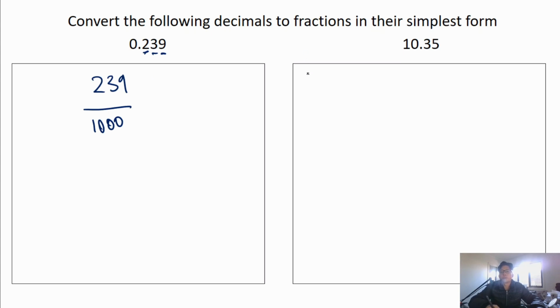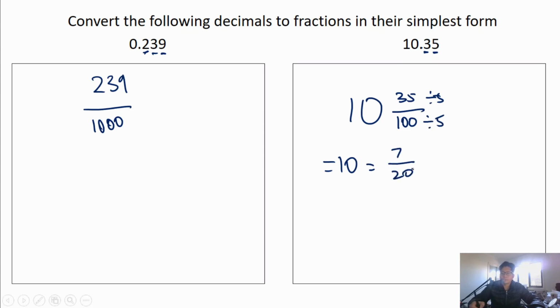Moving on to the next one, we have 10.35 or 10 and 35 hundredths. That's a tenths and that's a hundredths. Anything before the decimal point is going to be the big number in a fraction, so this will be a mixed number. We have 10 and 35 hundredths. Now we can simplify this one. We can divide both the top and the bottom by a factor of 5. That will give us 7 over 20.